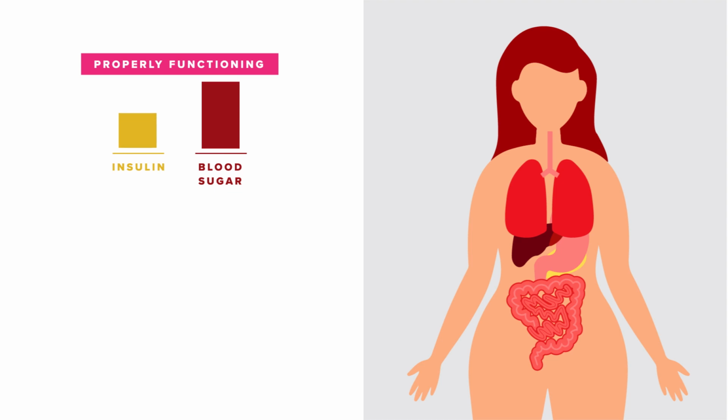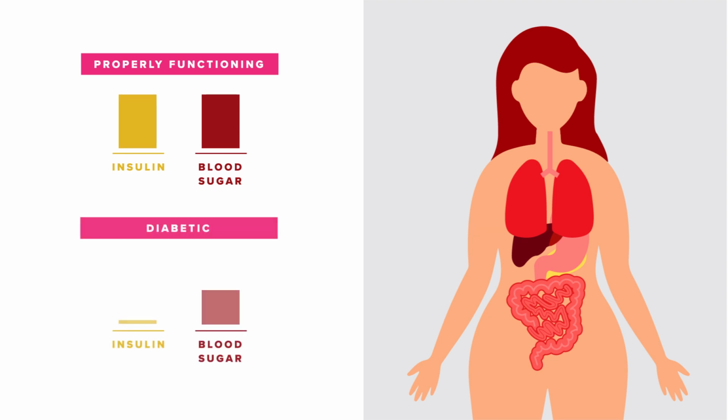When things are working correctly, the liver stores excess glucose, keeping your blood sugar stable. In someone with diabetes, the blood sugar stays high because the pancreas doesn't secrete enough insulin, or the insulin doesn't work well to unlock cells and let glucose in.